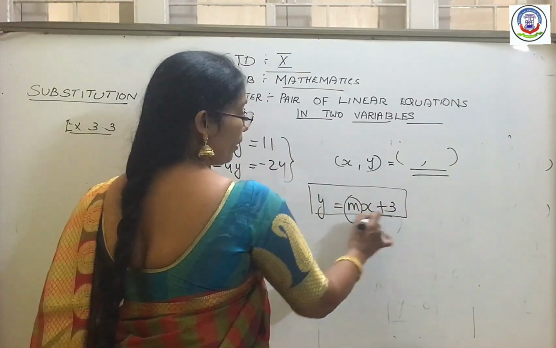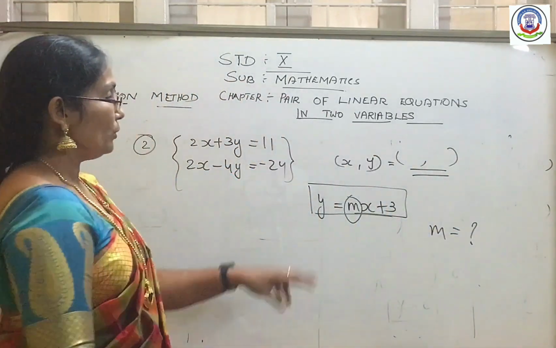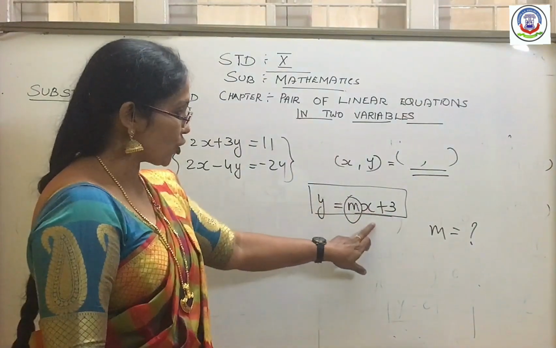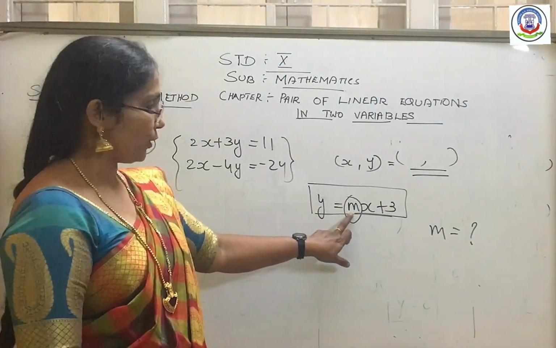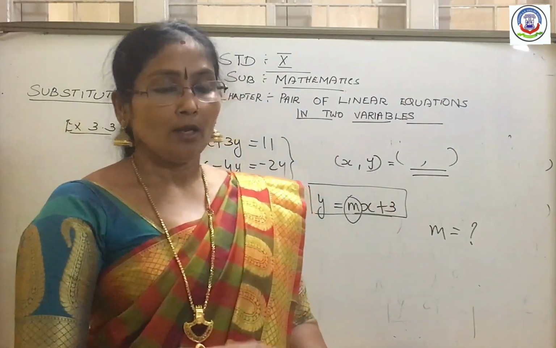What is the equation given? Because the question is that what is m? That is the question. So therefore you have to just substitute the value of y and x in this equation and find out the corresponding values of m. I think you can do it, children.